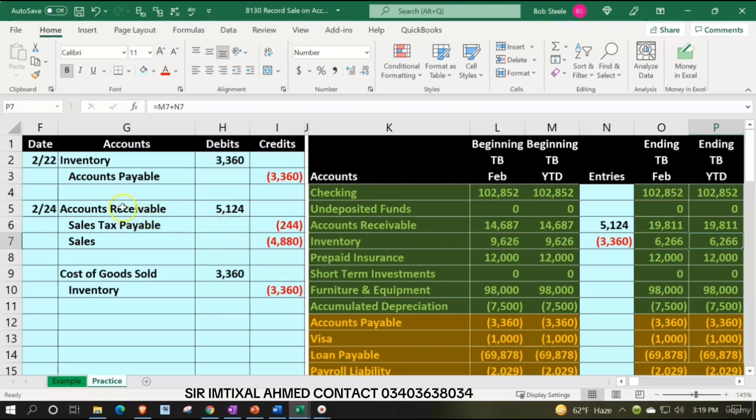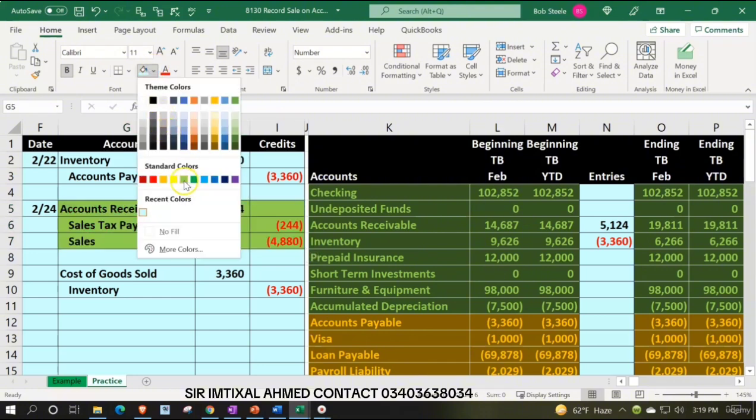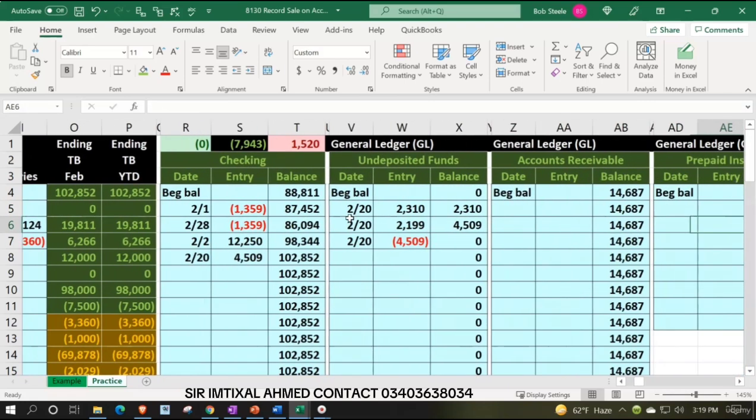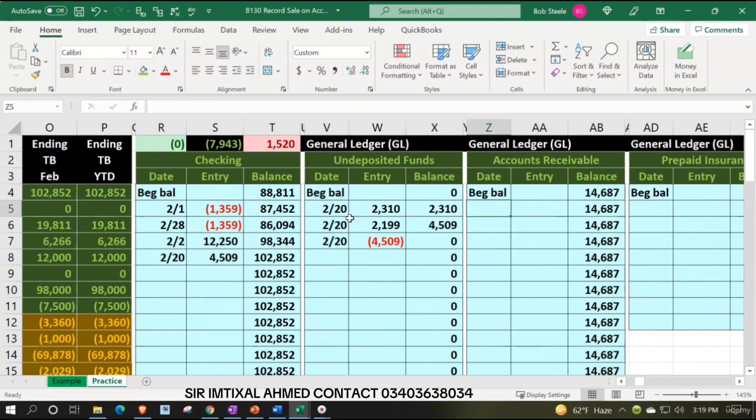So we got the accounts receivable. Let's make this green so we can focus our eyeballs on the thing we're doing more easily. That's the third account on the trial balance, so it's going to be the third account on the GL as well. So we're on Z5. Z5 is 224.